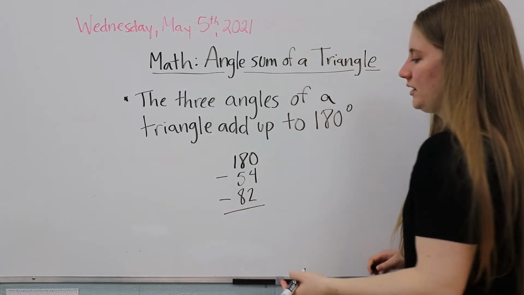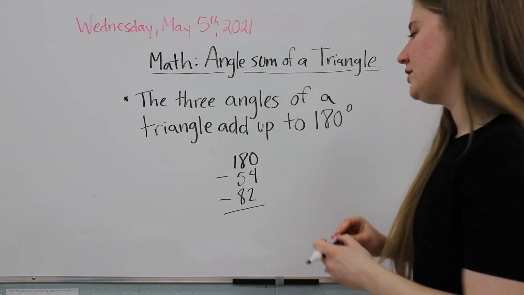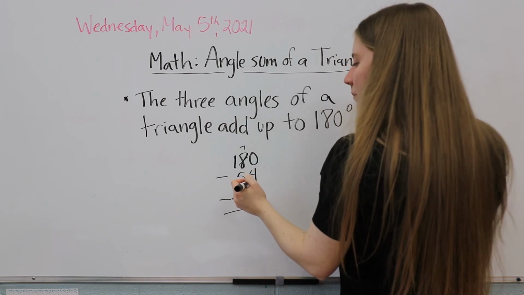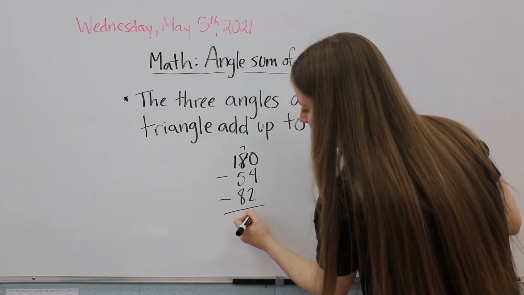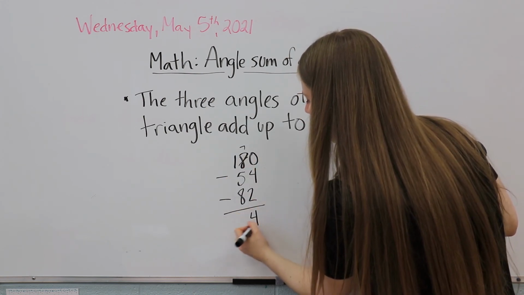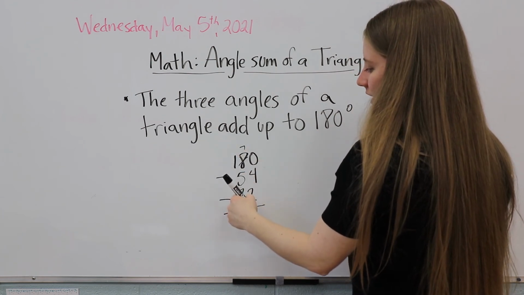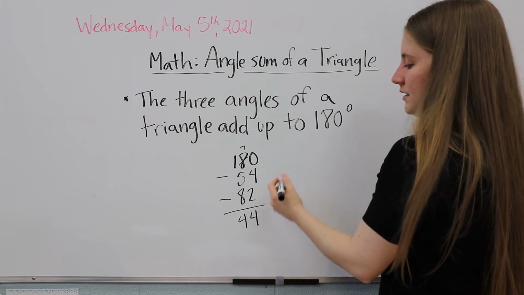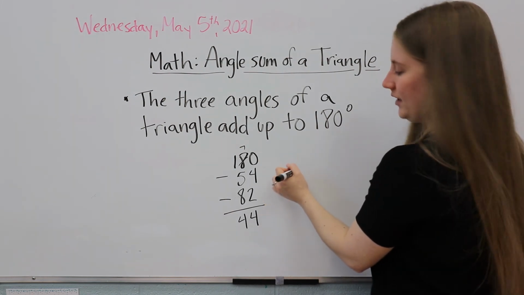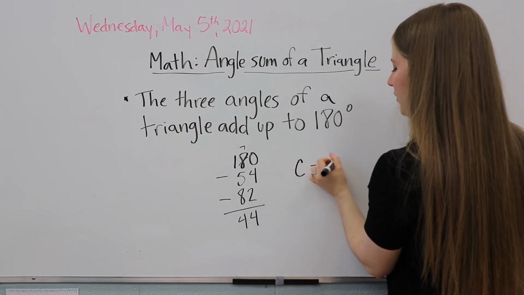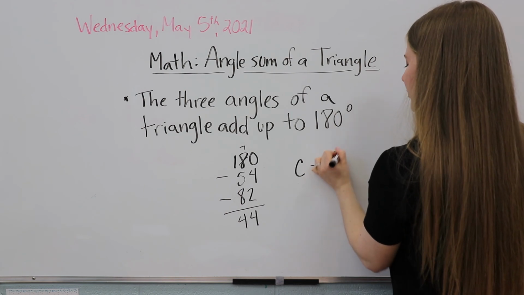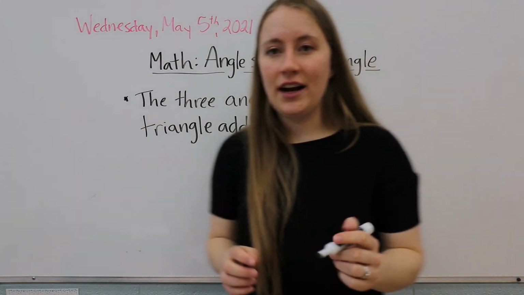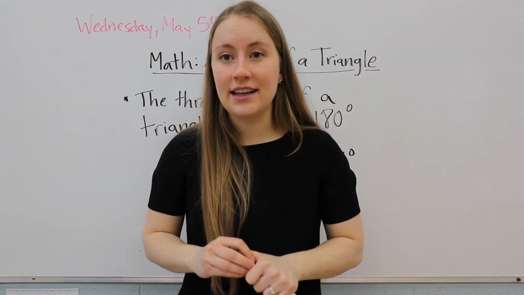And you can, of course, do this in 2 steps if you want to. But this is going to equal 4, and then we have 17 minus 13, which is also 4. So the unknown angle, which in this case is C, equals 44 degrees. Okay, and that is how we find our angles using calculations.